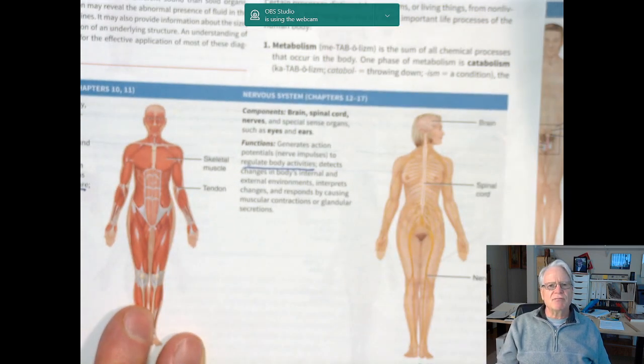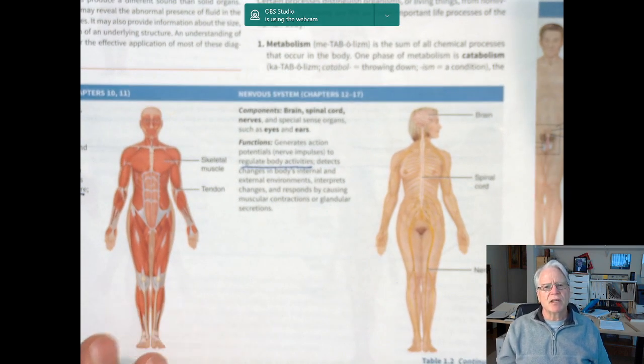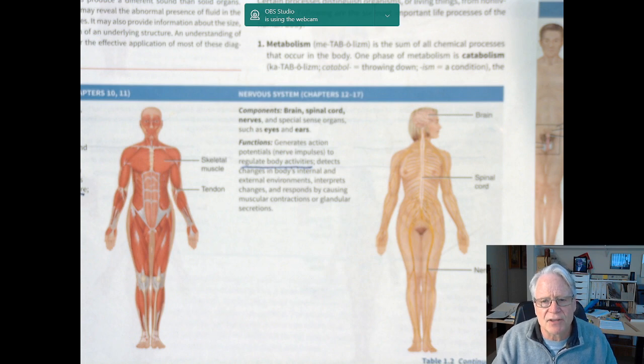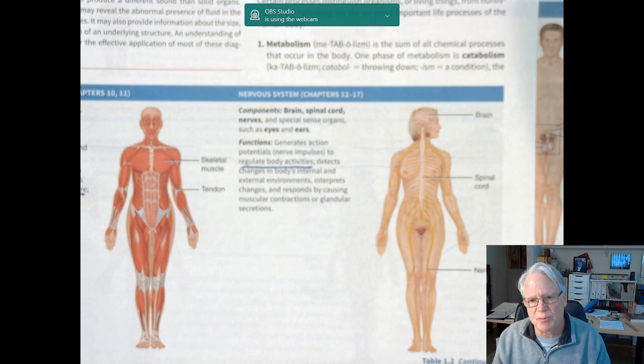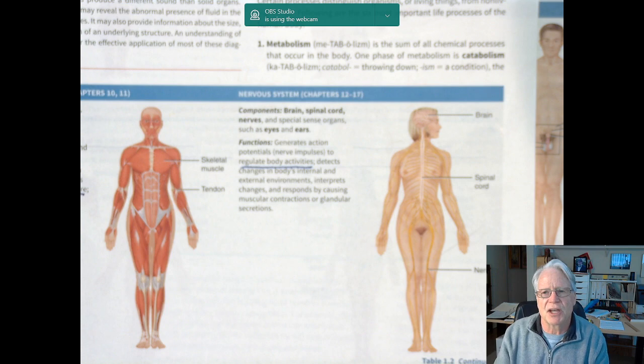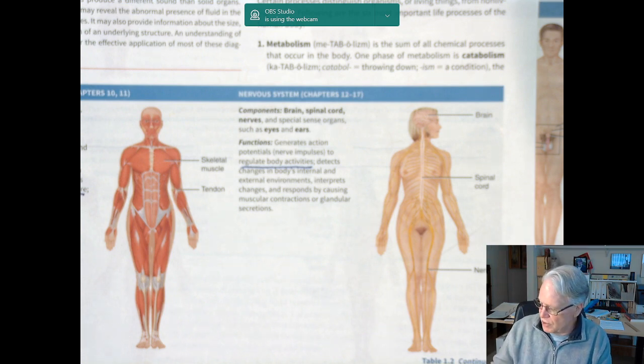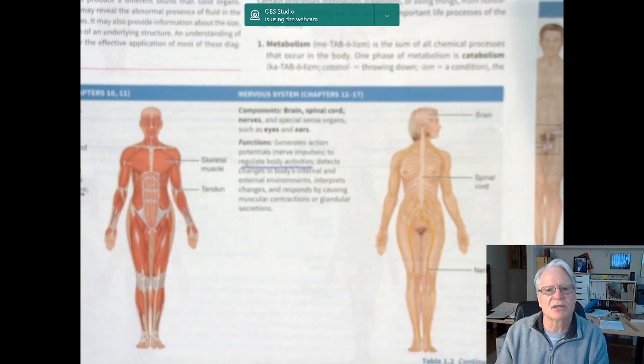The next system is the nervous system. And this is one of the command and control systems that you'll be looking at in 40B. And if your instructor follows the normal pattern, this is probably the first chapter that you will look at, the nervous tissue. And as you can see, it's going to regulate body activities. Okay.